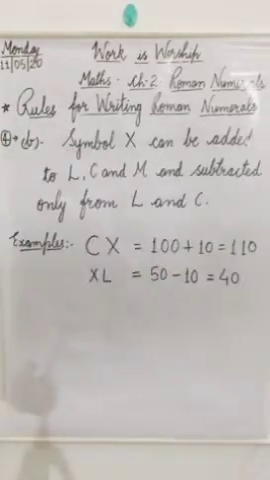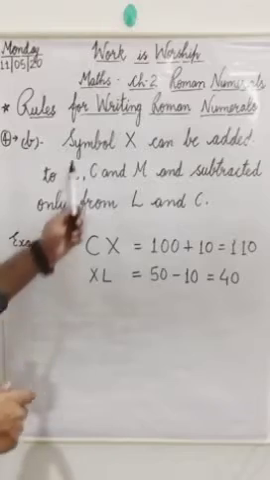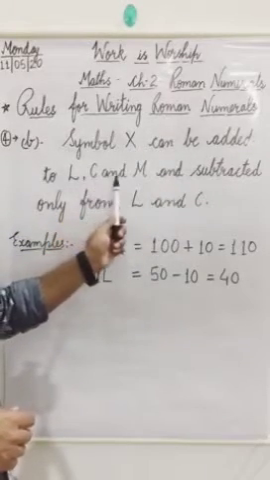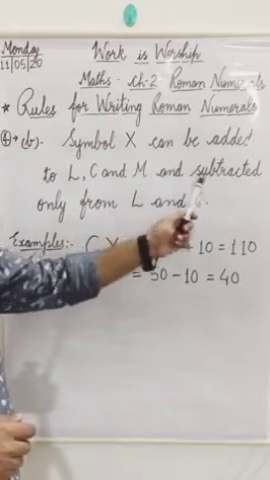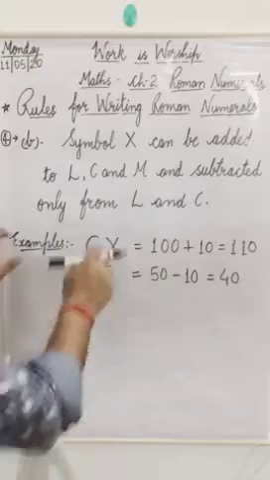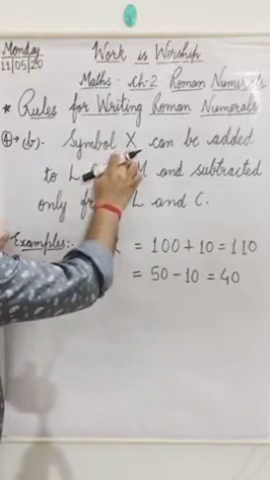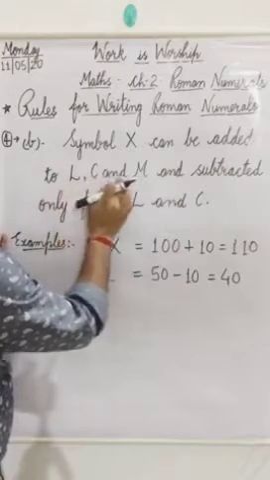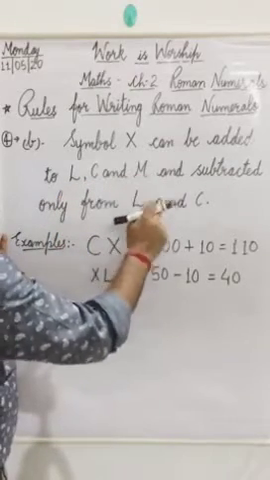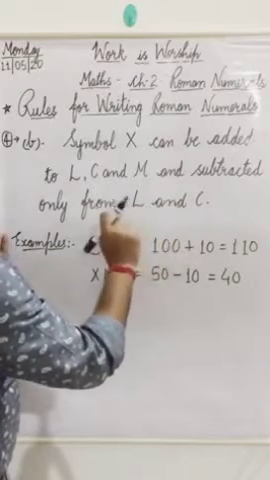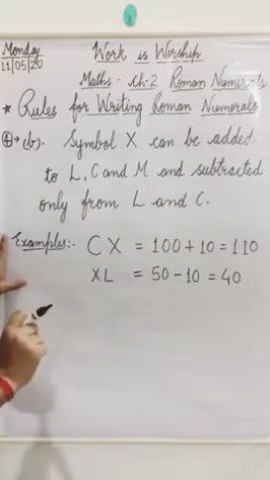Okay students, section B is symbol X can be added to L, C and M and subtracted only from L and C. It means जो सिंबल X है जो कि 10 को डेनोट करता है वो ऐड किया जा सकता है L, C और M में, but it is only subtracted from L and C. वो केवल L और C में से ही subtract किया जाता है.